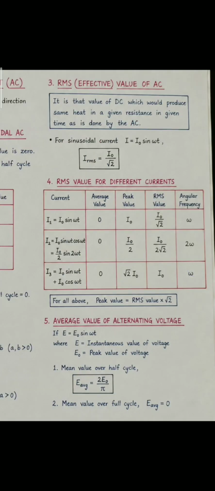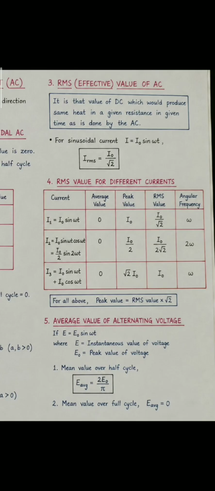RMS means effective value of AC. It is that value of DC which would produce the same heat in a given resistance in a given time as is done by the AC. For sinusoidal current, I is equal to I naught sin omega t, and IRMS is I naught by root 2. RMS means root of mean of square. Similarly VRMS is equal to V naught by root 2. Finally, if we divide both, the ratio of IRMS by VRMS is equal to I naught by V naught.